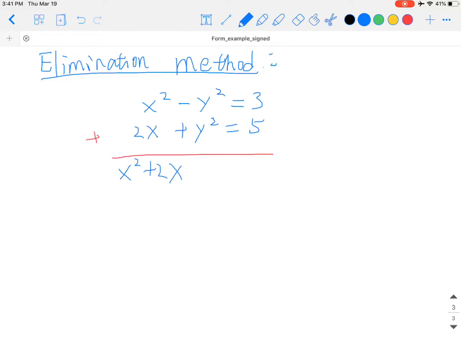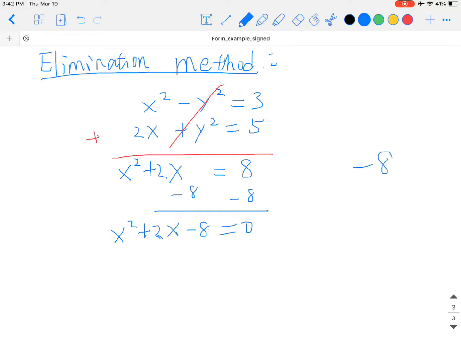However, for the negative y squared and y squared, this cancels out. And now we have that equal to 8. X squared plus 2x equal to 8. Can we solve for this? I think what happens if we move 8 to one side, and we now have x squared plus 2x minus 8 equals 0. And we learned so many ways, like factoring, to solve this.